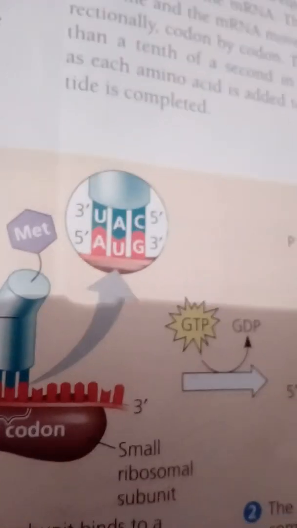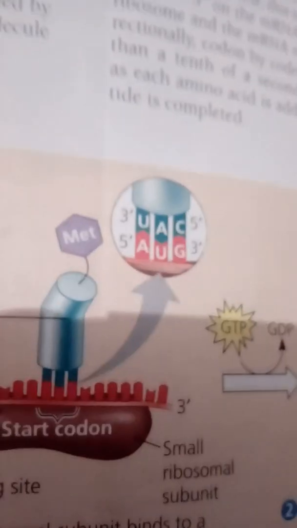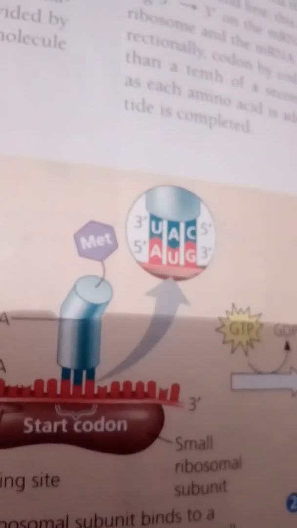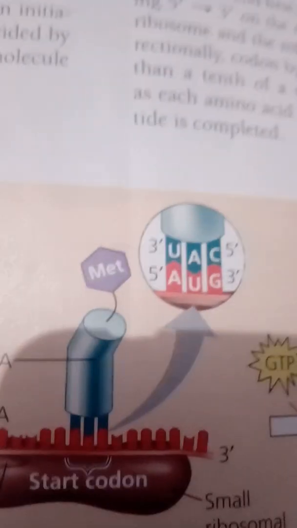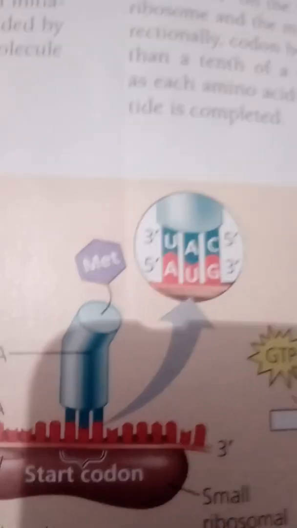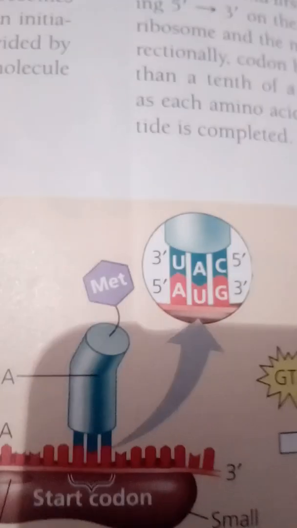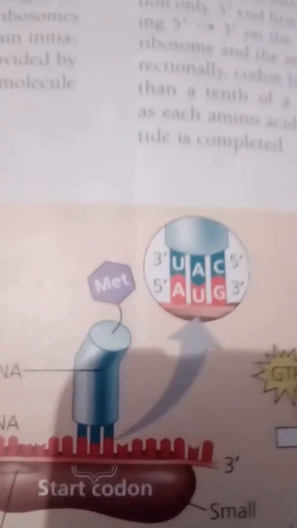The small subunit then moves or scans downstream along the mRNA until it reaches the start codon AUG, which signals the start of translation. This is important because it establishes the codon reading frame. For the mRNA, the initiator tRNA, already associated with the complex, hydrogen bonds with the start codon.